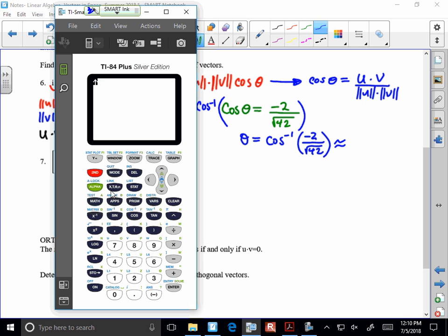Inverse cosine. Put in the fraction. You don't really need to, it just looks nicer. That gives 107.9, so about 108 degrees.